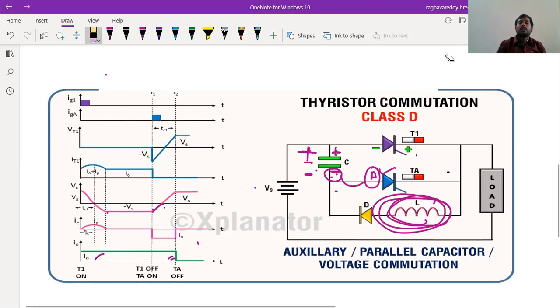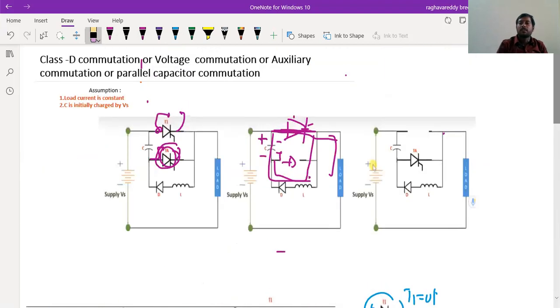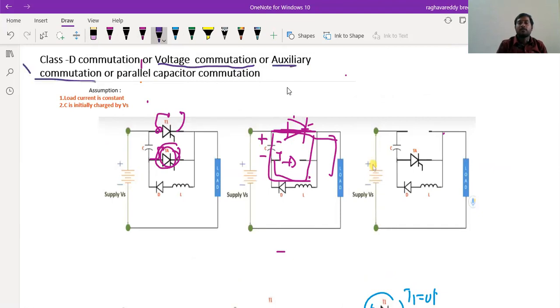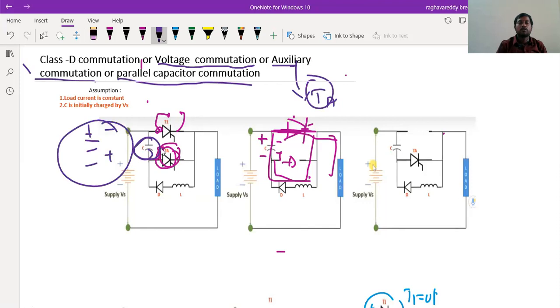This is all about class D commutation. Class D commutation is also known as voltage commutation, because it turns off with the negative voltage. It is auxiliary commutation because an auxiliary thyristor is used, and parallel capacitor commutation, because this capacitor is charged positive and negative, and it is connected across the supply, so that this is a parallel capacitor. This is all about class D commutation.